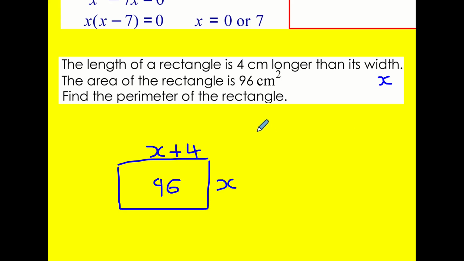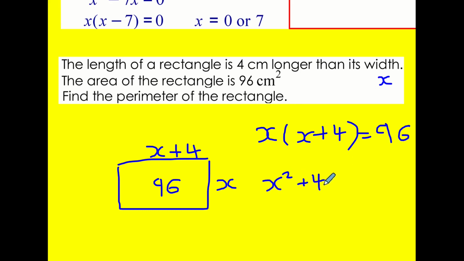So we can write down a quadratic equation. It might not look like it to start with, but I'm going to do the height times the base. So x times x plus 4, I'm just putting the x on the left, equals 96. And I've created a quadratic. I'm going to expand it out, x squared plus 4x equals 96, but I'm going to straight away minus 96, because that will leave me with a quadratic equation equal to 0.